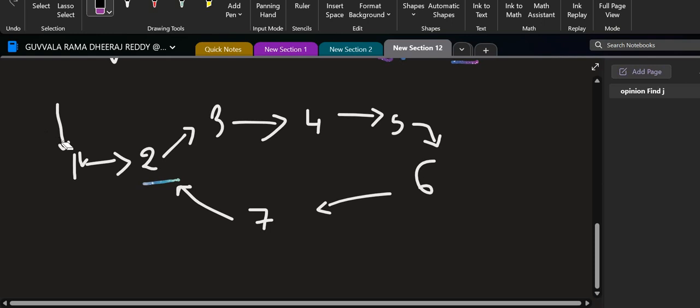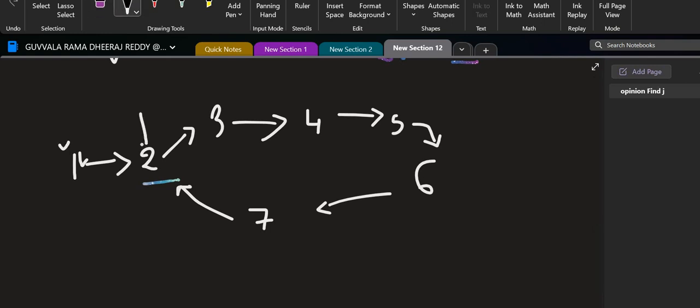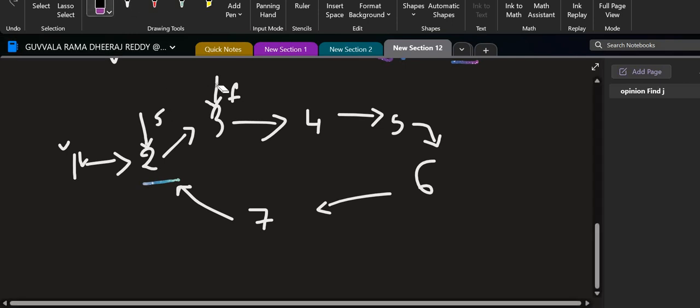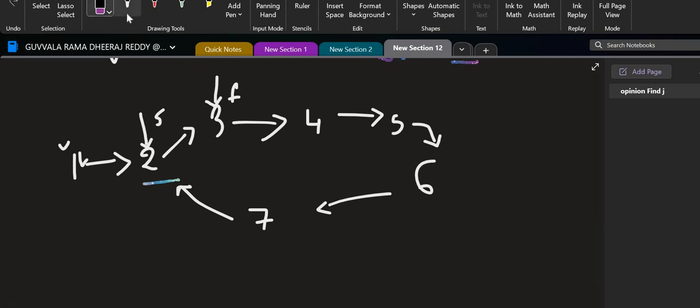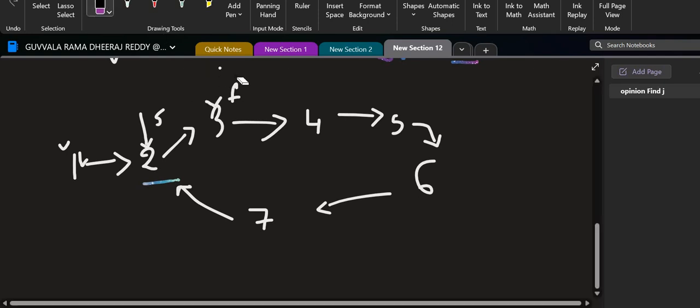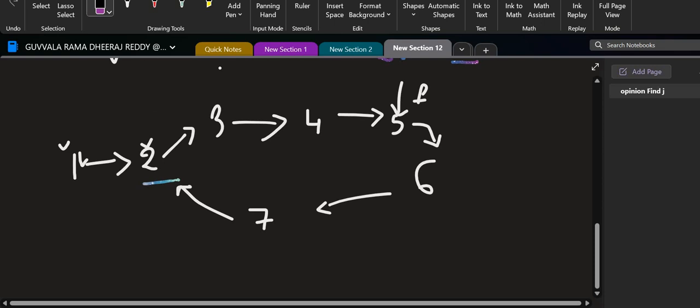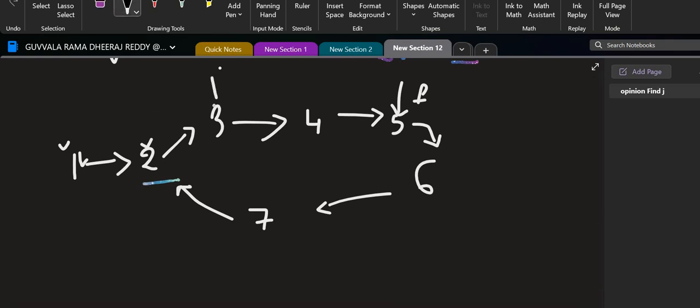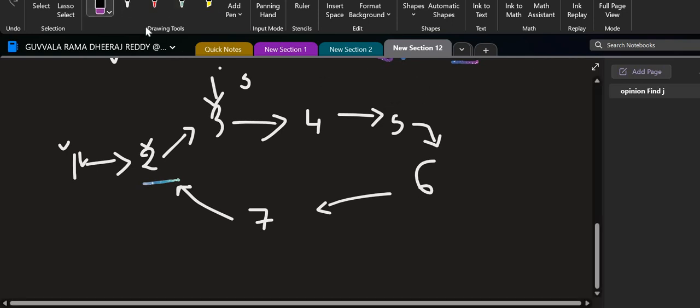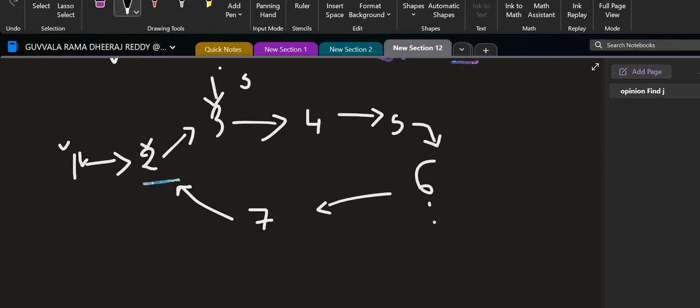Now the slow pointer will be here, and the fast pointer will be here. Now again, the fast pointer will go very fast. It will be here, and the slow pointer will be here. Next, the fast pointer will go to here. Then the fast pointer will go to here.